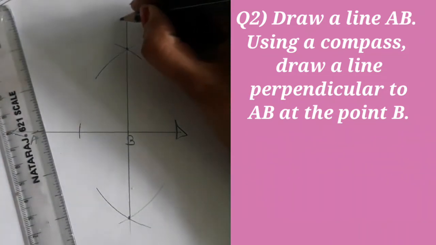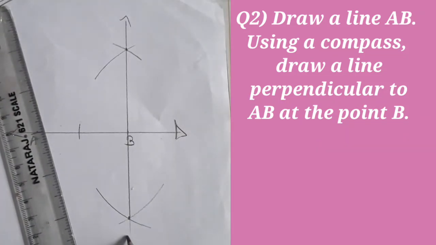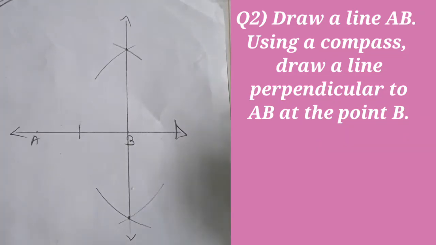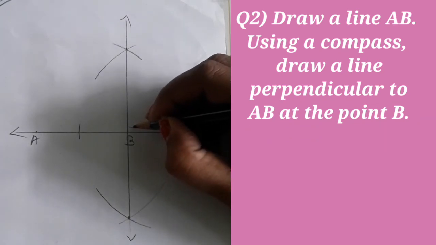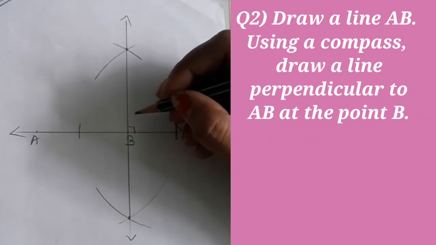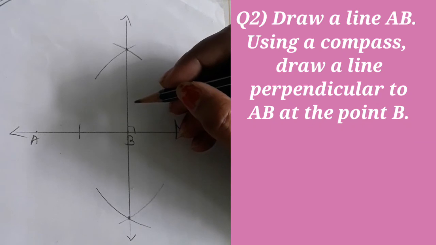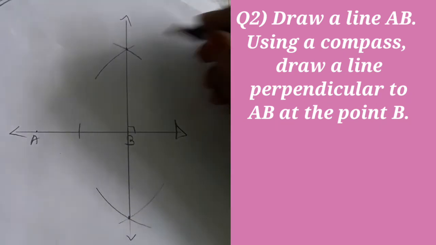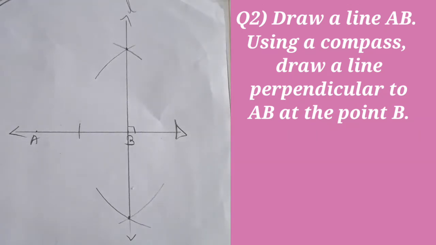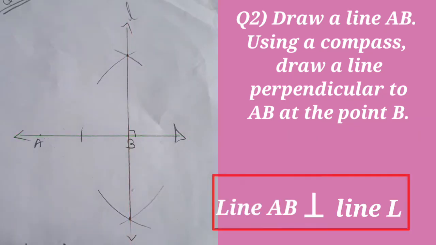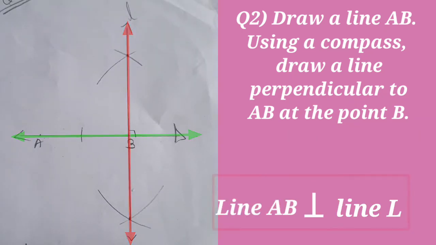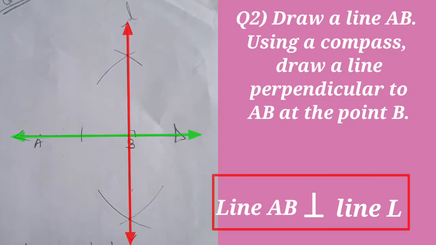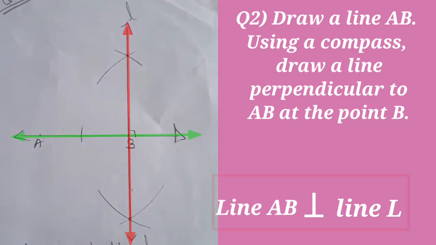So here we got the perpendicular line to the line AB, with the perpendicular sign. You can give any name to this. Here the name B is given, so here we will give the name L. Line AB is perpendicular to line L. Okay.